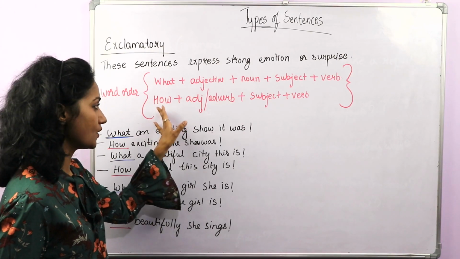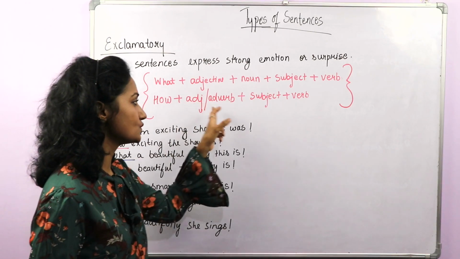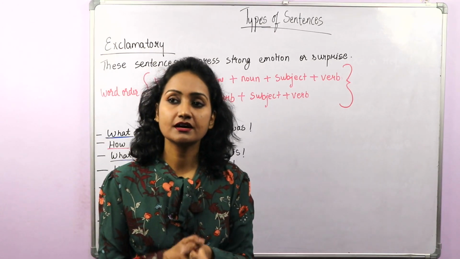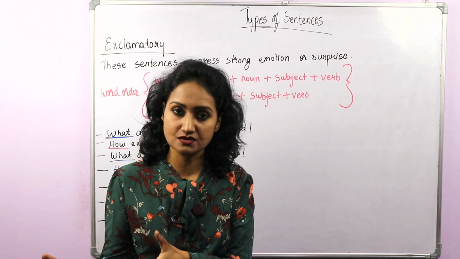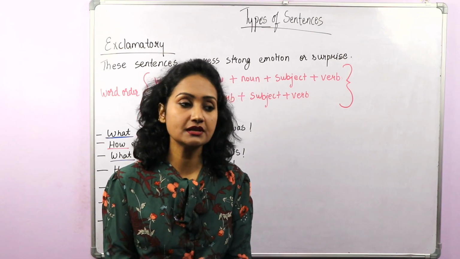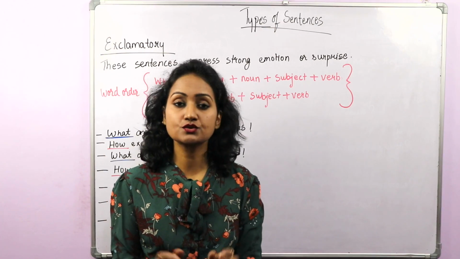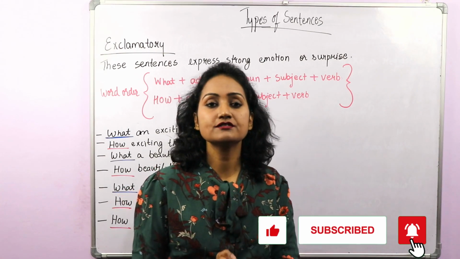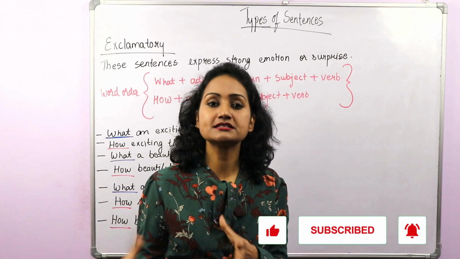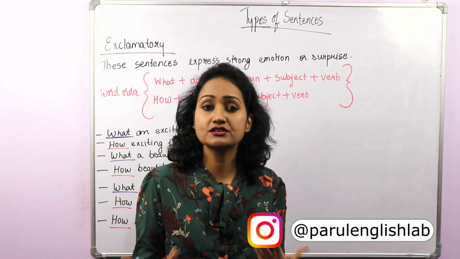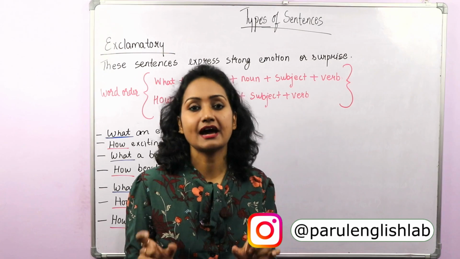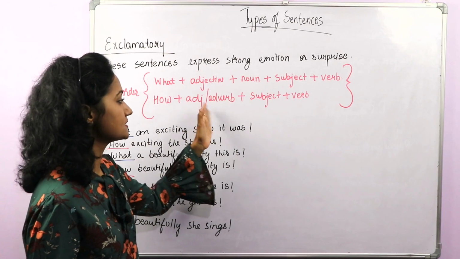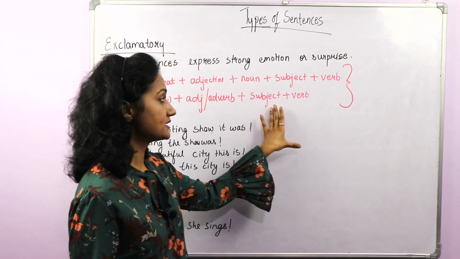When you use how, after how comes an adjective or adverb. So here you can use an adverb also. Adverbs are the words which describe the action, which describe the verb. For example, I always drive carefully. The action, the verb, is drive, and carefully is describing the action here. How do I drive? Carefully. So carefully is an adverb. When you use how, after that you can use adjectives or adverbs, then subject and then verb.